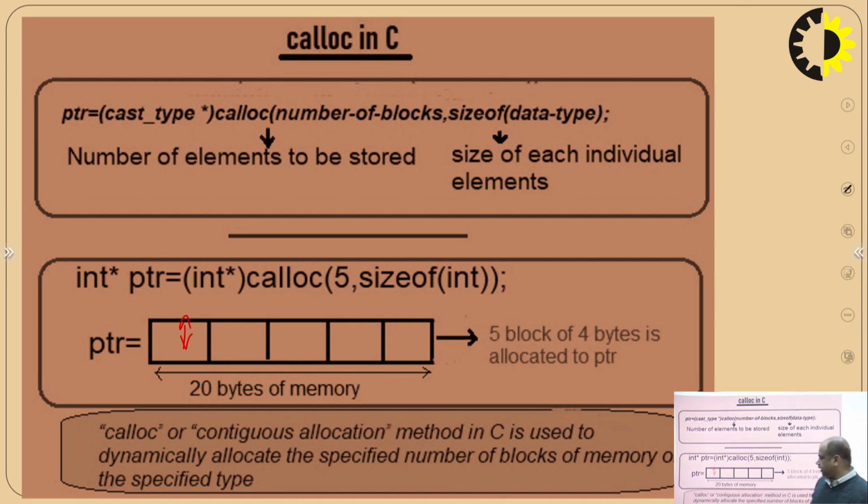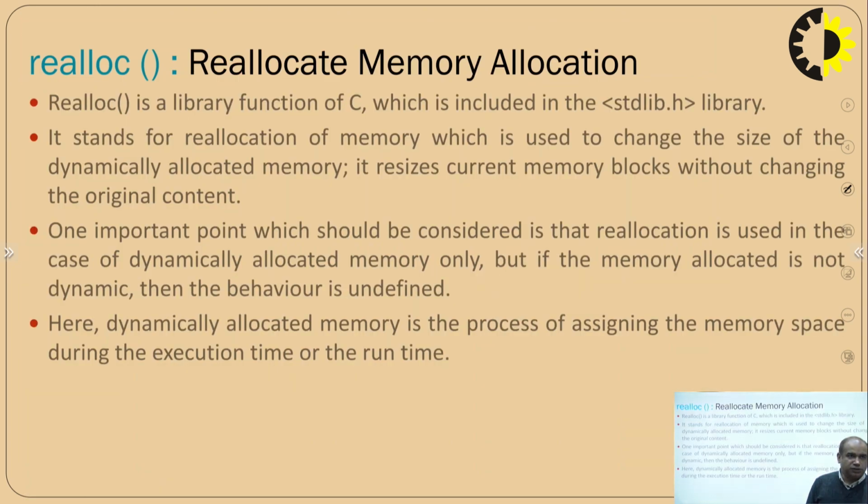It is used to dynamically allocate a specified number of blocks of memory of a specified type. Also it will be used with arrays, most important thing. Next we are talking about realloc. Realloc means reallocating memory. It is a library function in C which is included in the stdlib library.